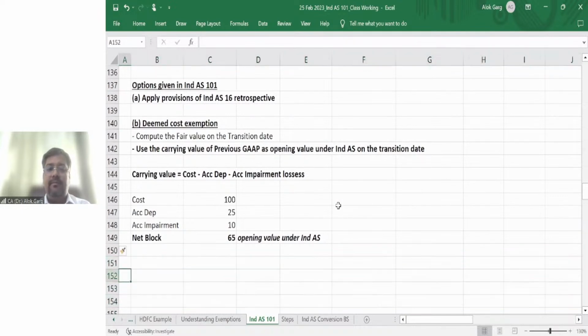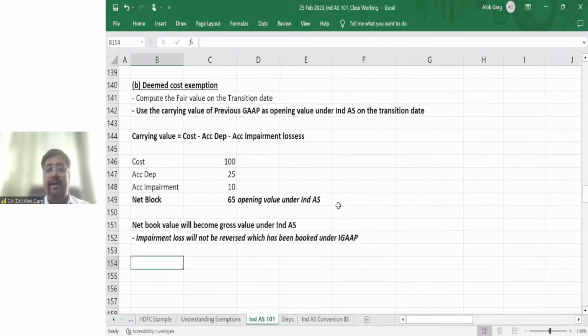Any doubt here? Any challenge? Net book value will become gross value under Ind AS, and impairment loss, which has been booked under previous GAAP, will not be reversed. Clear? Net book value will become gross value under Ind AS, and impairment loss booked under previous GAAP will not be reversed. Any doubt so far?